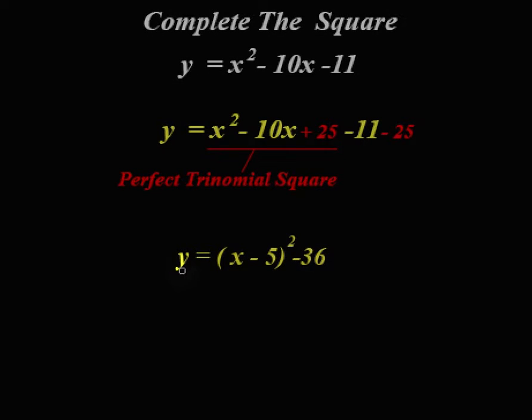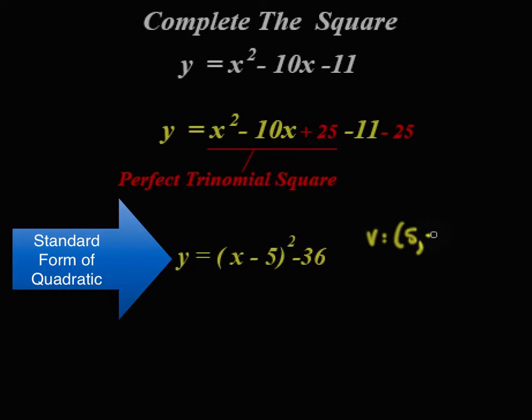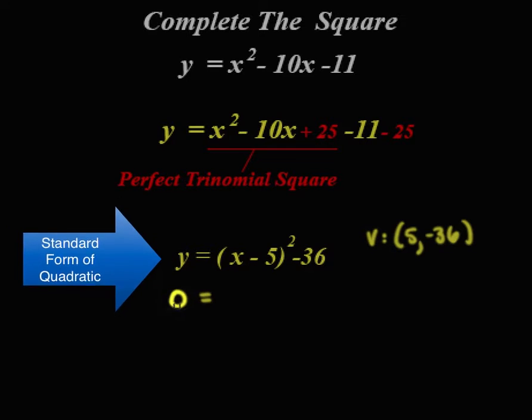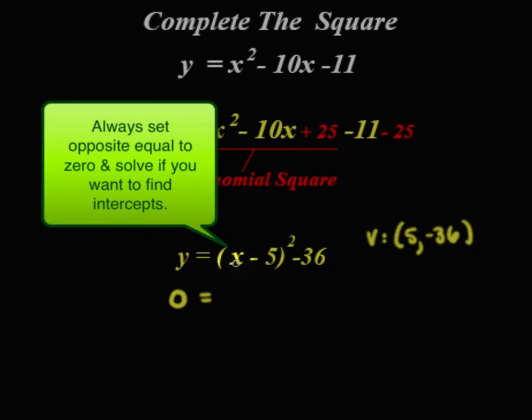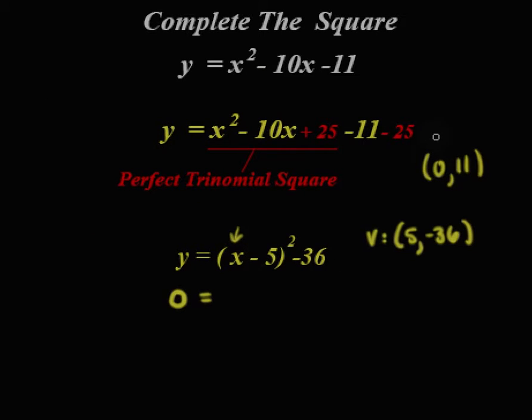So let's say this was an intercept problem. Real quick, the vertex here would be 5, -36. Let's say it was an intercept problem. You would set y equal to 0 for the x-intercept. The y-intercept is pretty easy. You just set x equal to 0. You'll get -5 squared is 25, minus 36 is -11. Or you could have set both of these equal to 0, and that would be your y-intercept.